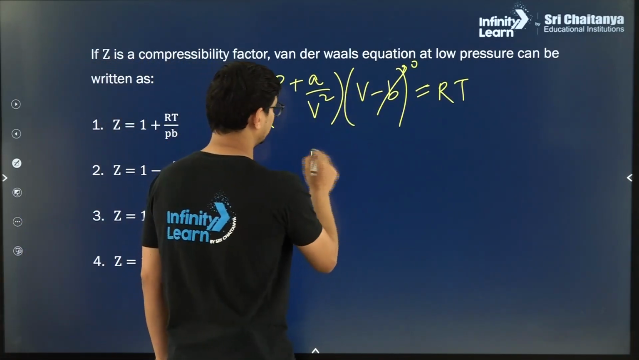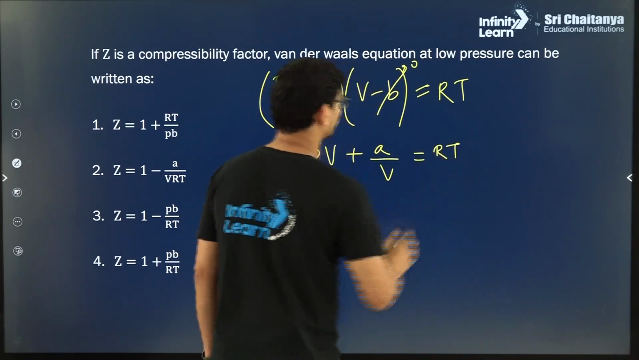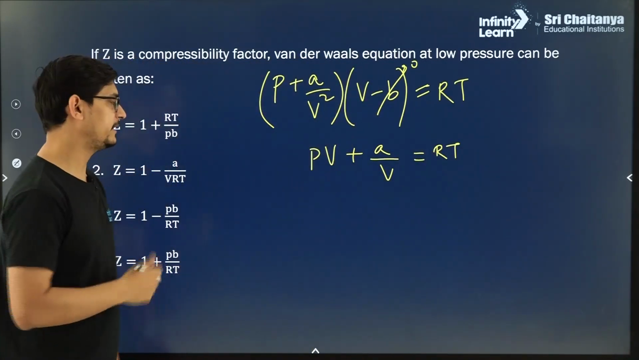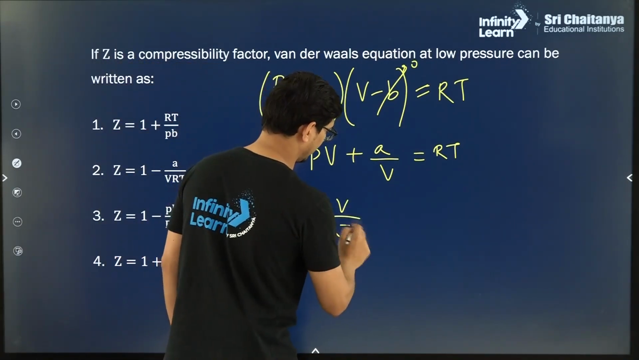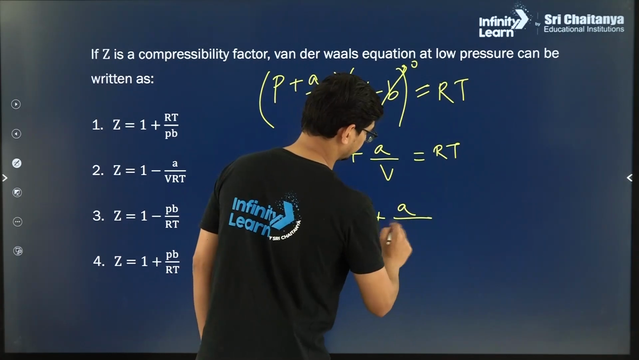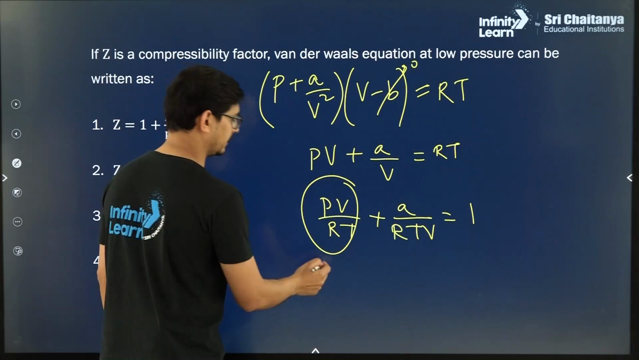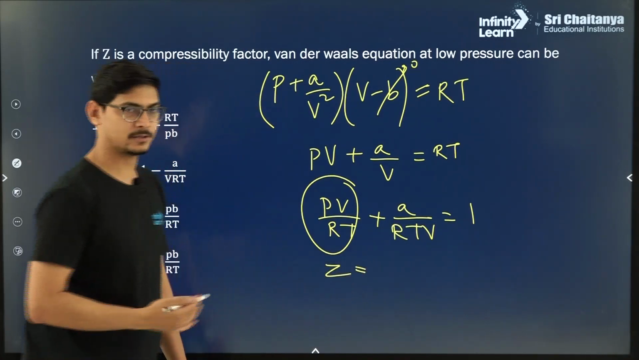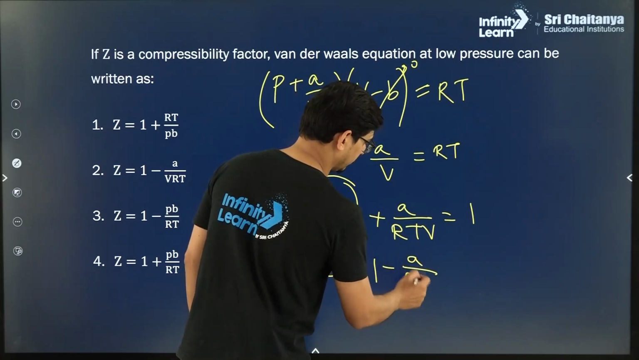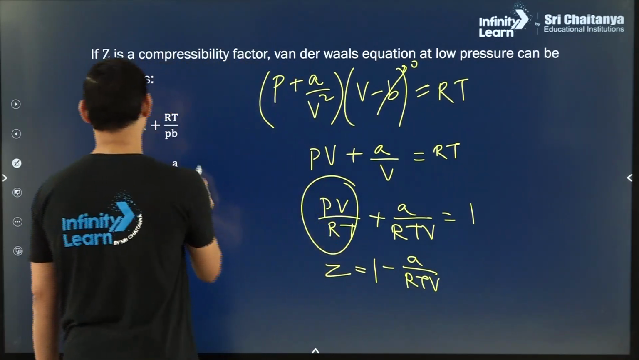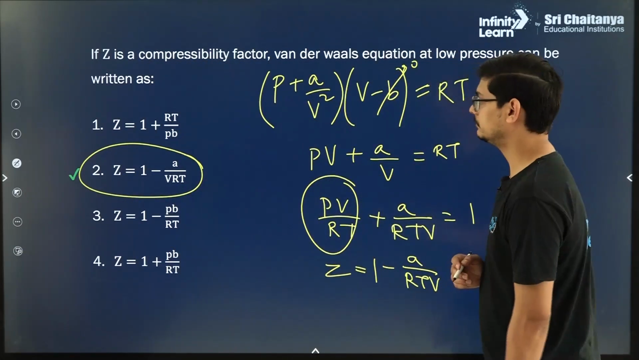So if I expand this, it is PV + a/V = RT, and if I divide the entire equation by RT, I get PV/RT + a/(RTV) = 1. PV/RT is nothing but the compressibility factor Z, right? That is how it is defined, and this gives me Z = 1 − a/(RTV). So the correct answer to this question will be option 2, 1 − a/(RTV).